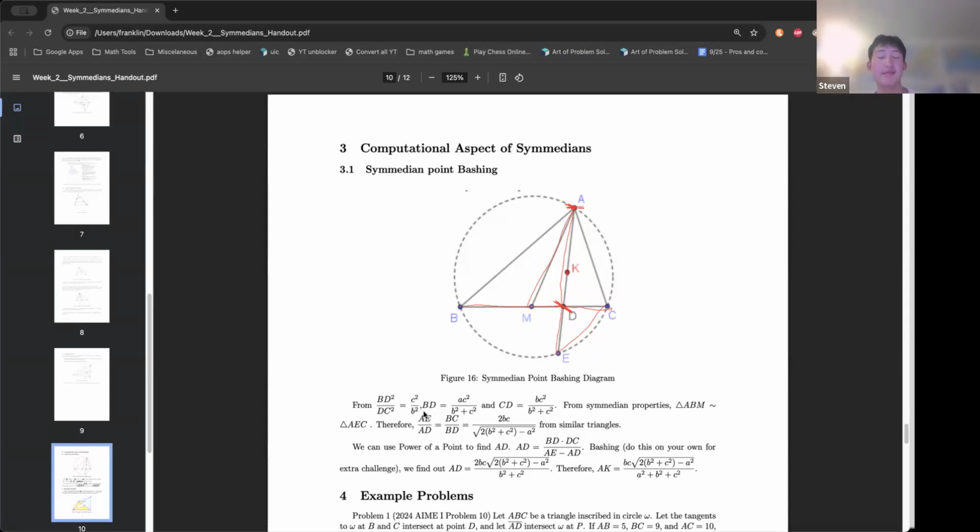How do you find AK again? So in order to find AK, we want to first find it in terms of AD, which we had previously bashed out. So the ratio of AK over KD could be represented in terms of the areas. So I think we still have a bit of time left. Let me go in detail here.